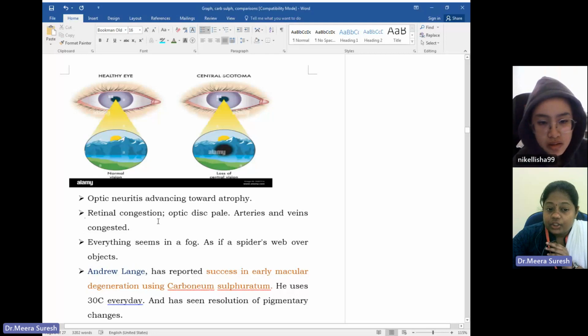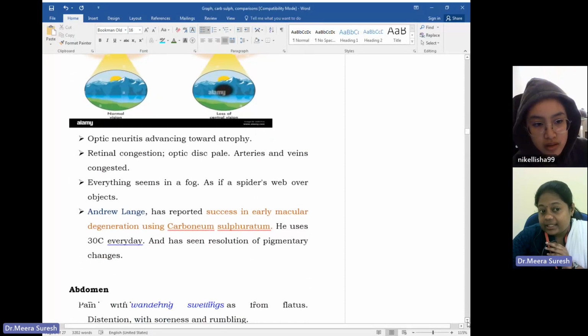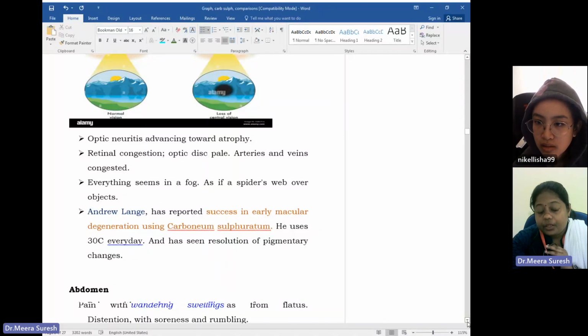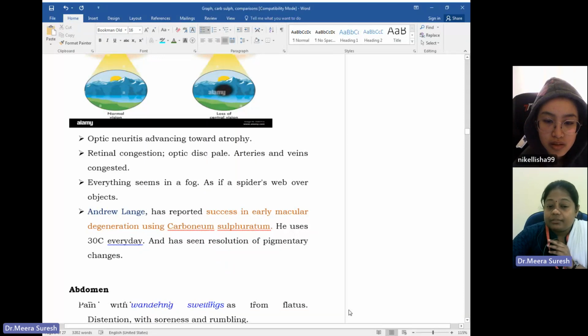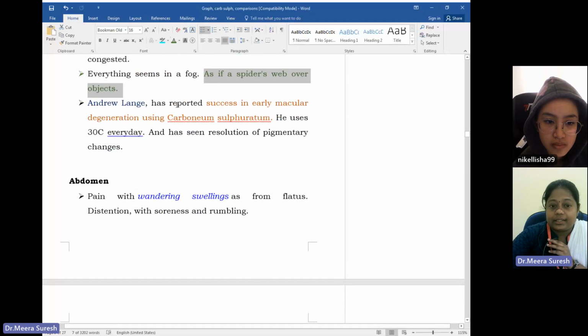There can be retinal congestion, optic disc is pale, arteries and veins congested. So this type of tortuous condition of arteries and veins, if we could find in hypertension or even in glaucoma, we can think about this remedy. The patient's vision will be everything as if in a fog, as if a spider's web over objects. Like that would be his vision, spider's web over the objects, like completely clouded. I hope you understand when they use that word.